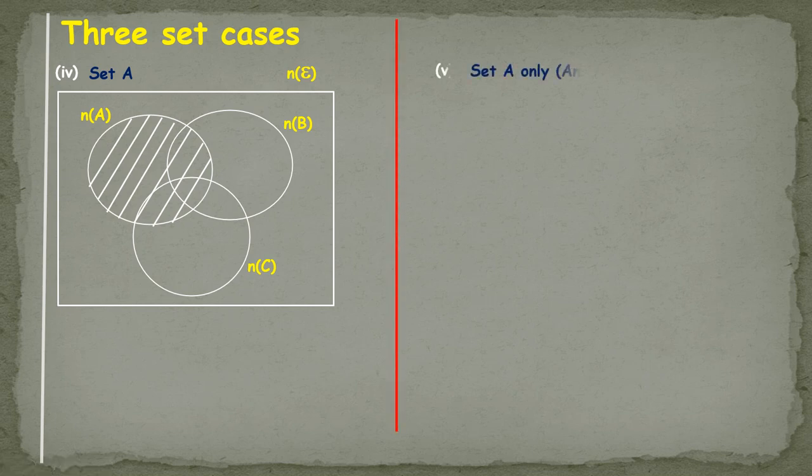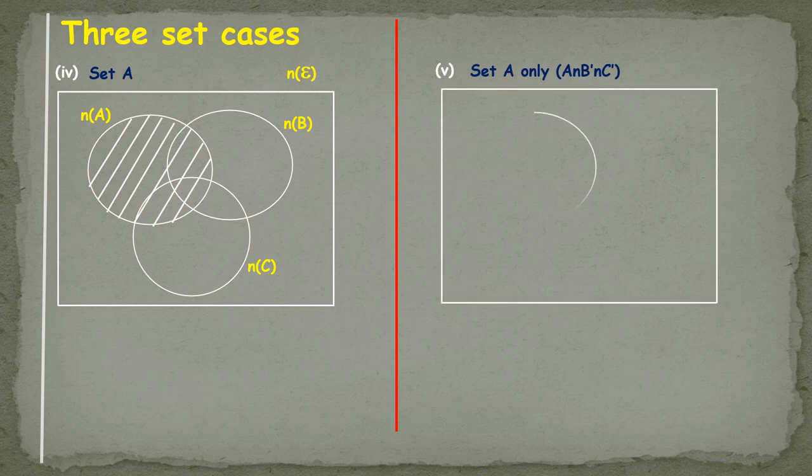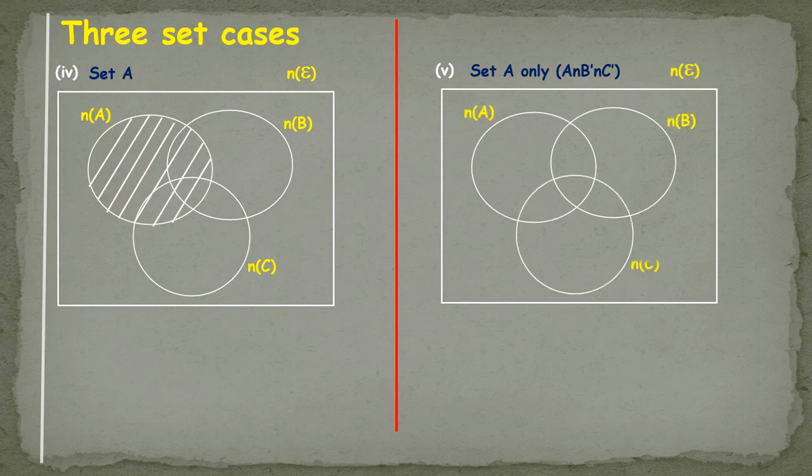How about if we take set A only? As I said at the start, set A is different from set A only. So I'm going to sketch 3 sets there: universal, set A, set B, set C. So set A only: elements that belong to A, not in B, not in C. They are not in B, they are not in C, but they are in set A. This is our set A only.